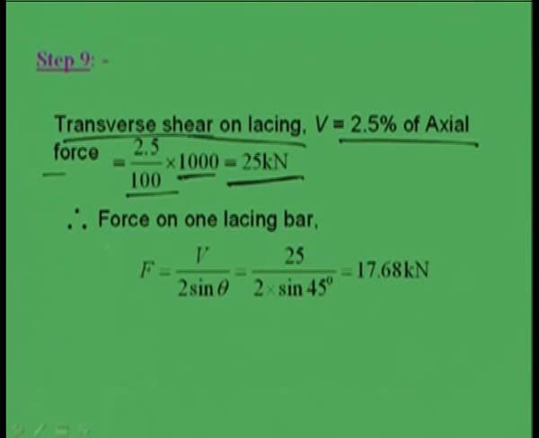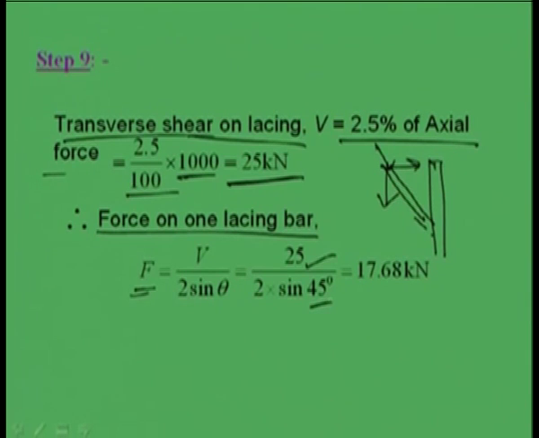So, now for a single lacing system we know this force will become V by 2 sin theta, because it is at an angle. If this is the main bar, then we have one system like this and another coming like this. So, F will become V by 2 sin theta, right. V is 25 and theta is 45 degree. So, we can find out 17.68 kilonewton.